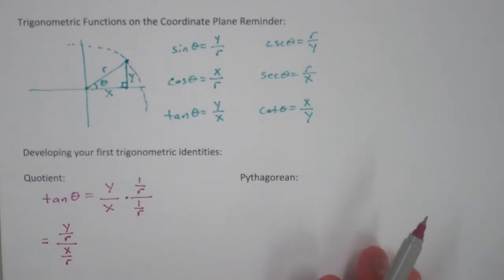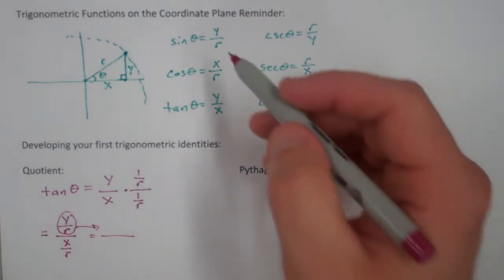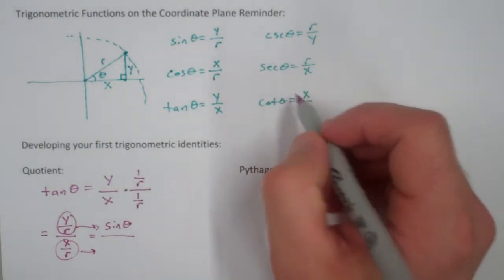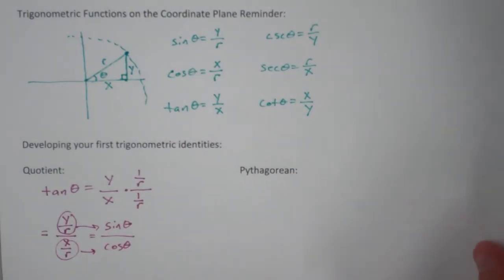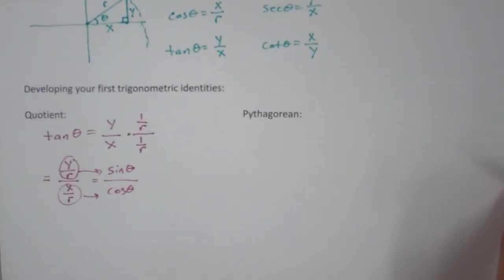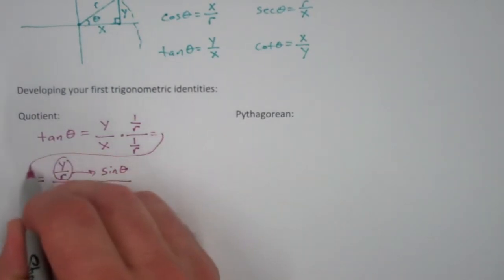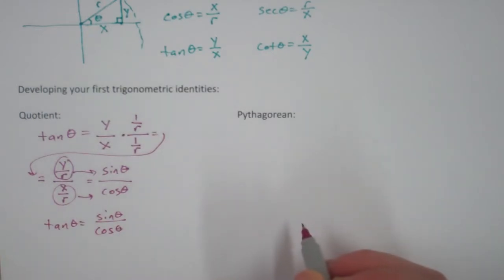Notice how y over r, that's just the sine. So we can replace it with the sine. X over r is cosine. So we now have a quotient identity, and that is that the tangent of theta, if we follow this all the way through, is equal to the sine of theta over the cosine of theta.